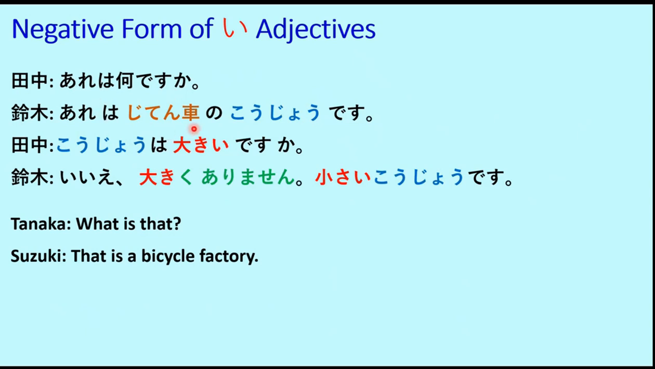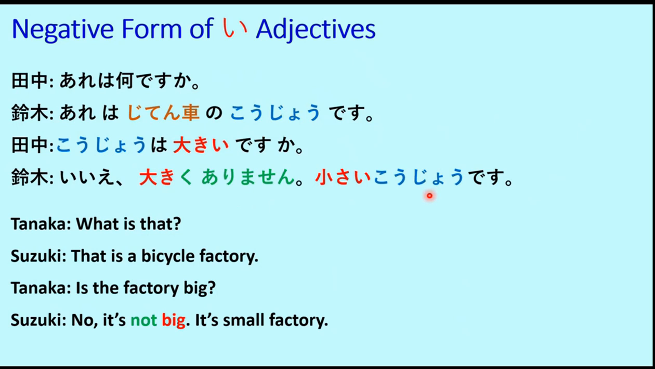Jitensha is bicycle. So this is the kanji of sha or kuruma, that is car, which is used in this jitensha. So this is the onyomi reading of kuruma, which is sha, jitensha. So jitensha no kojo means bicycle factory. That's a bicycle factory. Then Tanaka-san says, "Kojo wa ookii desu ka?" Is the factory big? And then finally Suzuki-san says, "Iie, ookiku arimasen. Chisai kojo desu." That means no, it's not big, it's a small factory. So we see here the negative form of ookii, which is ookiku arimasen.